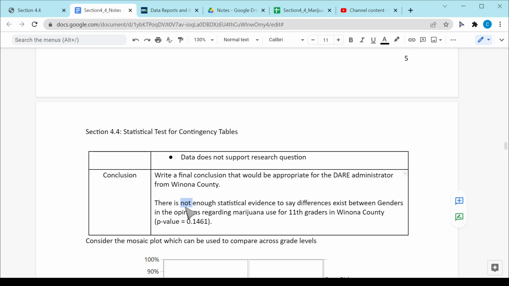So there is enough statistical evidence this time because it's less than 0.05, to say differences exist between, what do I do? I'm doing grade 9 and grade 11 regarding their opinions of marijuana use.